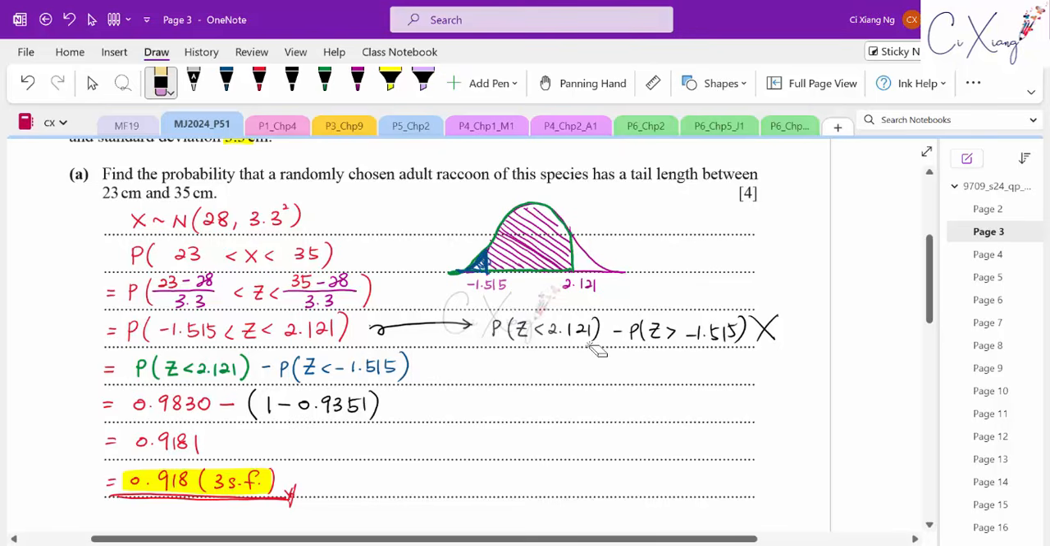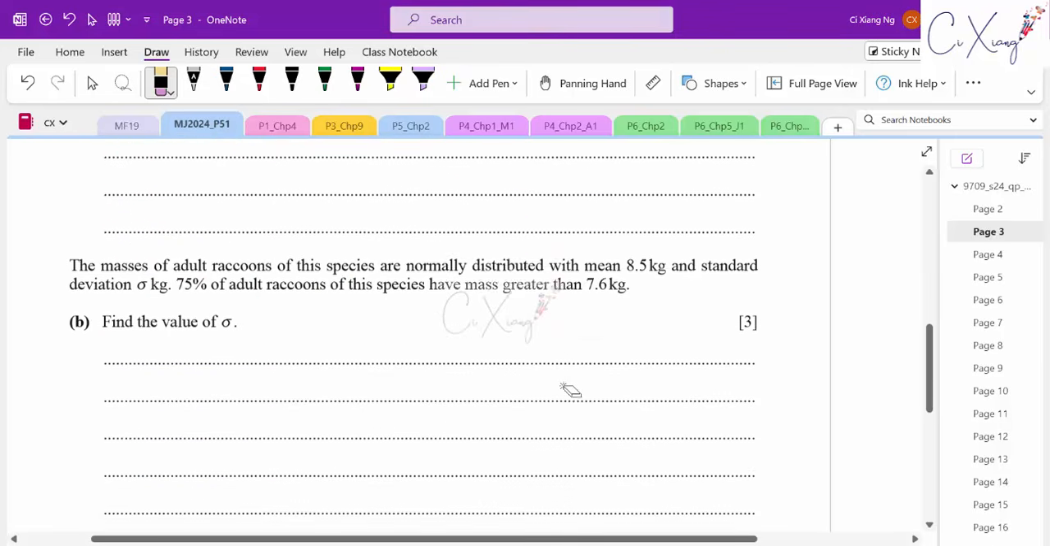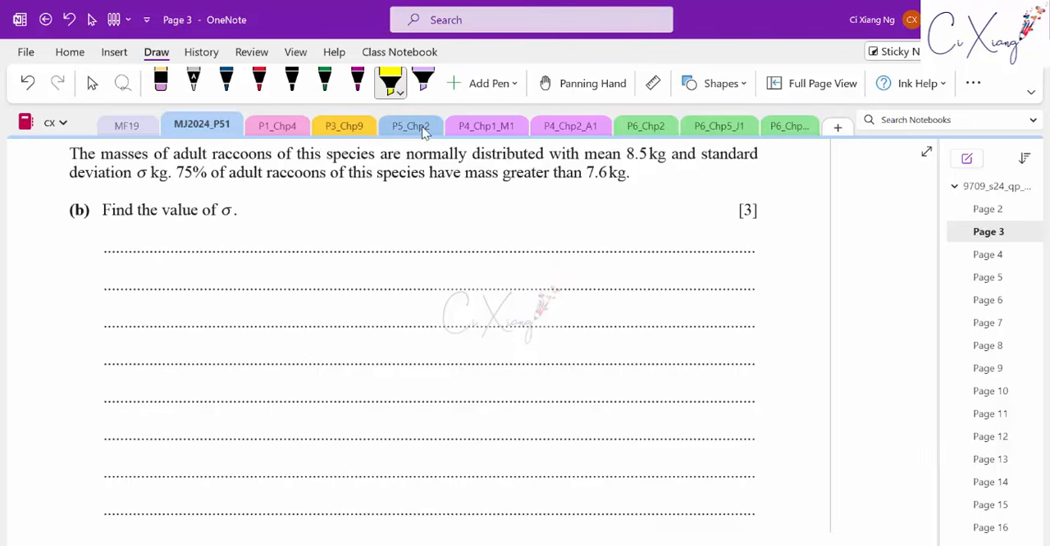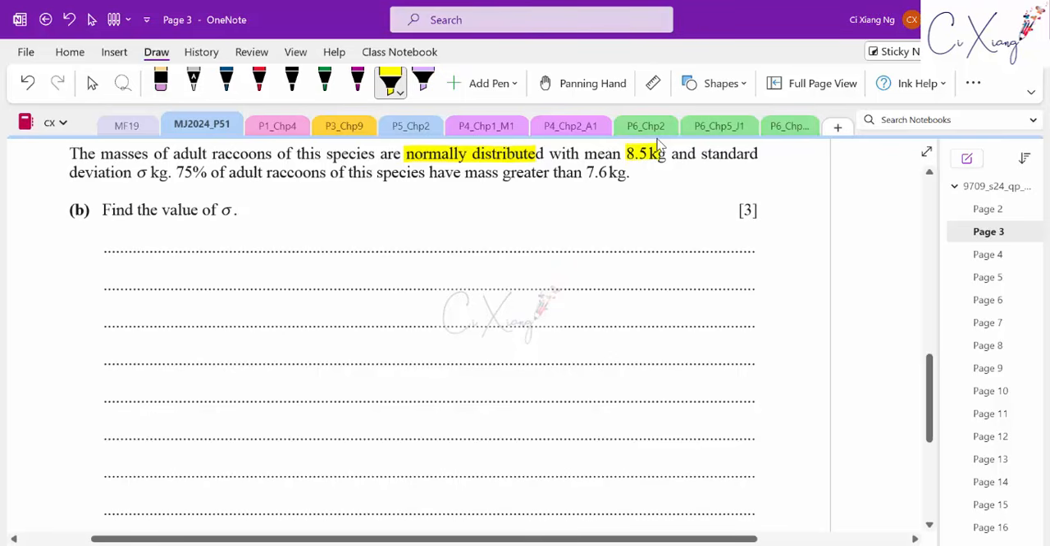Okay, then let's continue to part B. Alright, so for part B, if you have a look here, again, highlight the keyword normally distributed. Then you have the mean and also the standard deviation, an unknown standard deviation. 75% of the adult raccoons have a mass greater than 7.6. Then find the value of sigma.